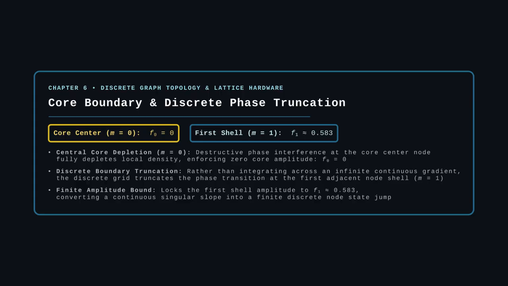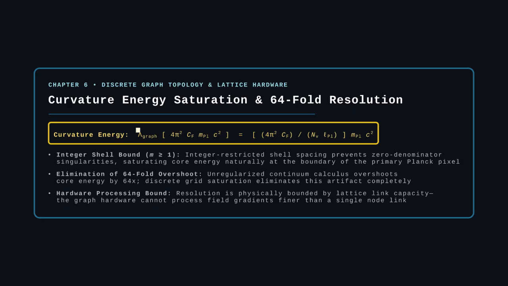Because the shell index m is restricted to integer steps greater than or equal to 1, the denominator cannot evaluate to 0, forcing the calculated core energy to saturate naturally at the boundary of the primary Planck pixel. The curvature energy in MSVT equals Λ̂_graph applied to 4π² c_f m_Planck c², which identically equals 4π² c_f divided by n_v times L_Planck times m_Planck c². The 64-fold energy overshoot seen in unregularized continuum models vanishes because the physical network hardware cannot process gradients smaller than the single node link itself.